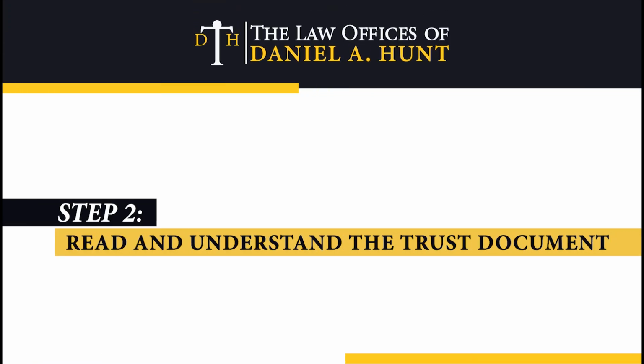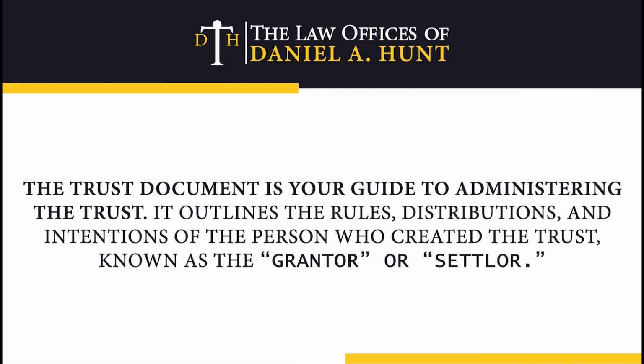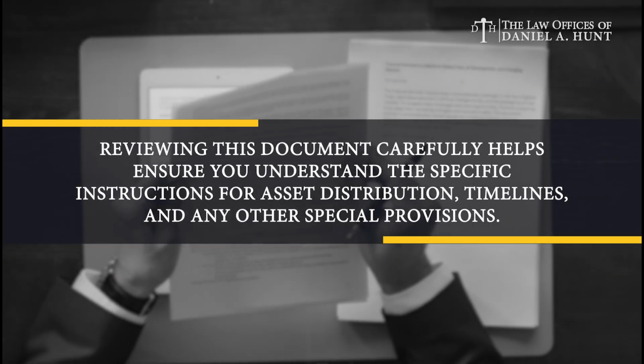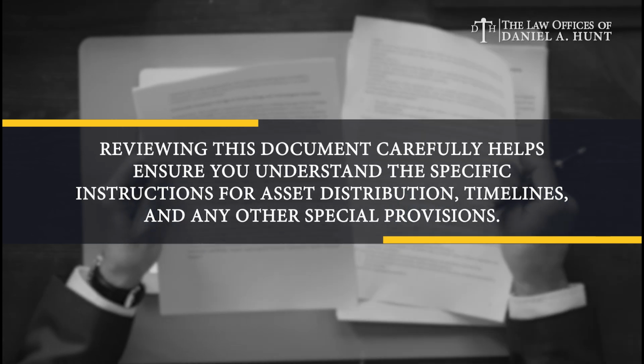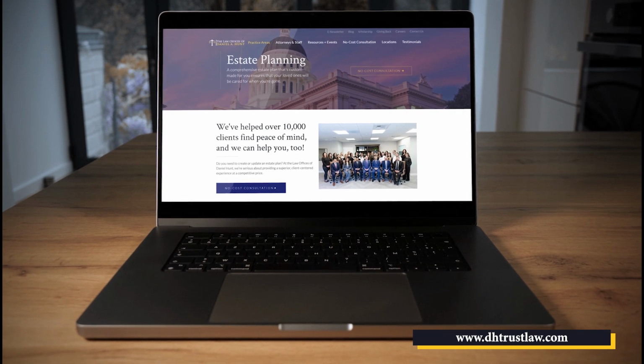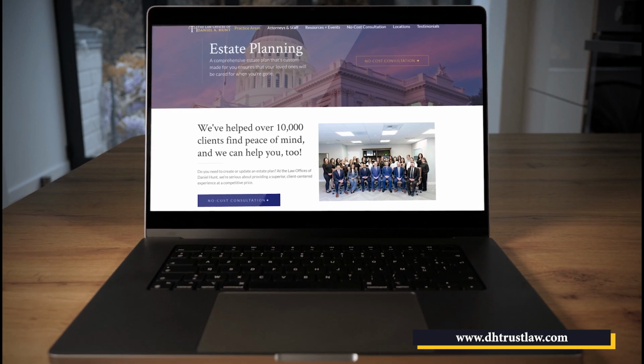Step 2. Read and understand the trust document. The trust document is your guide to administering the trust. It outlines the rules, distributions, and intentions of the person who created the trust, known as the grantor or settlor. Reviewing this document carefully helps ensure you understand the specific instructions for asset distribution, timelines, and any other special provisions. If you're unsure about any part of the trust document or your role as trustee, it's wise to consult an experienced estate planning attorney who can help you understand your duties and clarify any ambiguous terms.